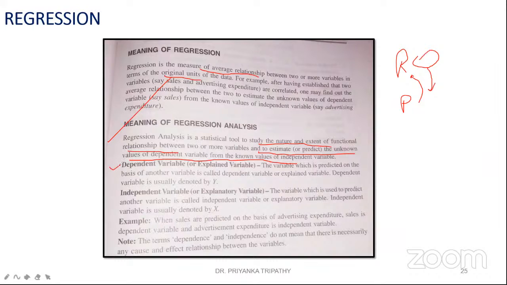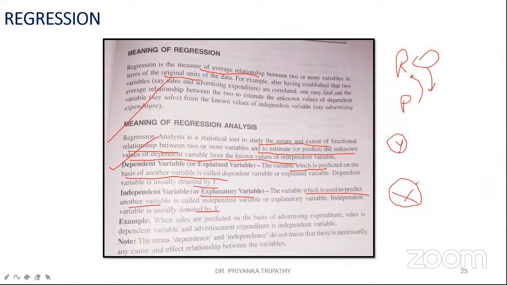Now, what is a dependent variable, or else known as explained variable? The variable which is predicted on the basis of another variable is called dependent variable. Normally we denote it by the letter y. We will form a regression equation. So just remember, wherever you have a dependent variable, that will be denoted by y. Independent variable or explanatory variable, which is used to predict another variable, is called independent variable, and it is denoted by the letter X. Okay, clear this much?